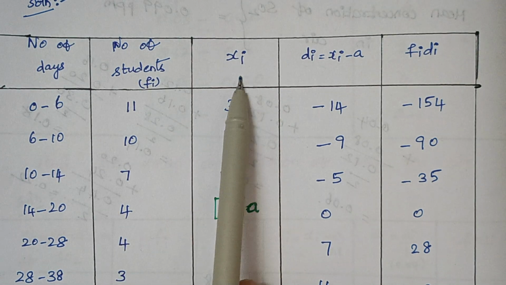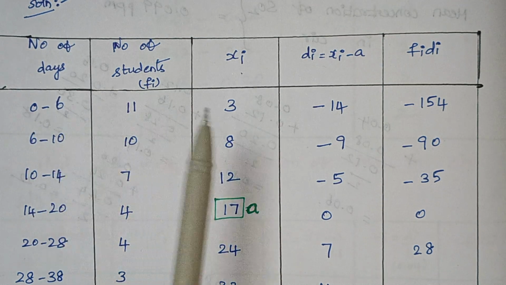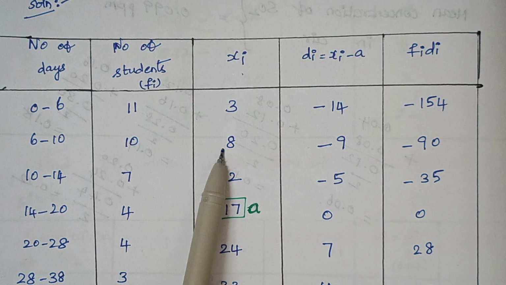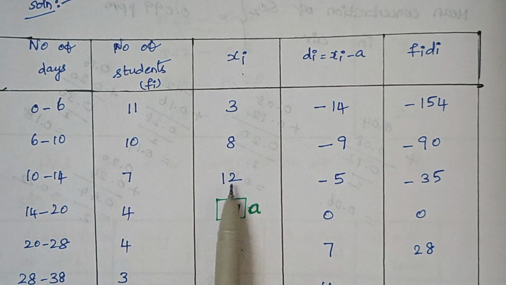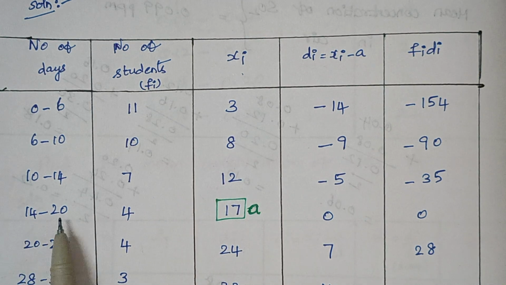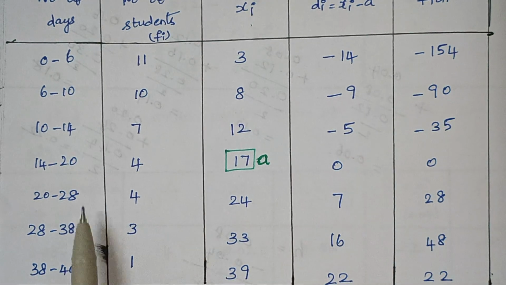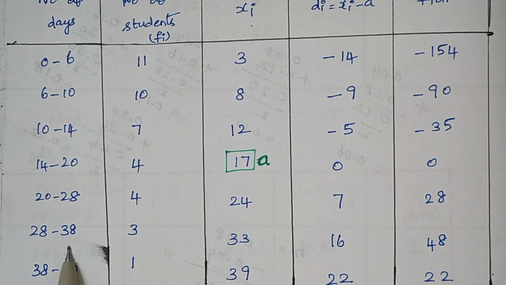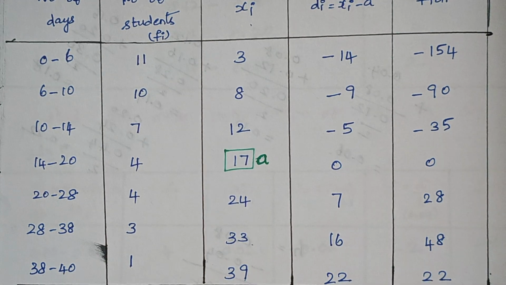So Xi is nothing but finding the average. So 0 plus 6 by 2 is 3. 6 plus 10 is 16, so 16 by 2 is 8. 10 plus 14 is 24, 24 by 2 is 12. Similarly here it is 34, 34 by 2 is 17. And again 48 by 2 is 24. And here it is 66, right, 66 by 2 is 33. And here it is 39.